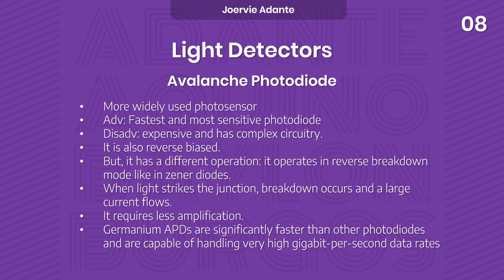Avalanche photodiodes. It is the most widely used photosensor. It is the fastest and most sensitive photodiode. However, it is expensive and has the most complex circuitry. It also has a reverse bias, but it has a different operation. It operates in the reverse breakdown mode like the Zener diodes. When light strikes the junction, breakdown occurs and a large current flows. It requires less amplification. Germanium APDs are significantly faster than the other diodes and are capable of handling very high gigabit per second data rates.